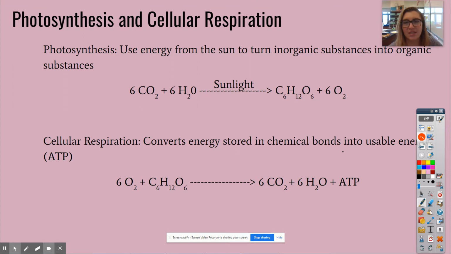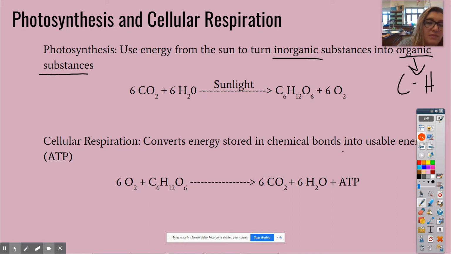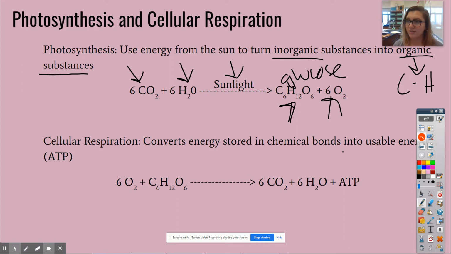So remember, photosynthesis happens obviously in plants, in the chloroplasts, those little tiny green organelles inside of plant cells. And it turns energy from the sun into organic substances. All right, so this is kind of important. It turns inorganic stuff into organic stuff. Remember, organic means that it has to have a carbon and a hydrogen bond. So in this equation, we have carbon dioxide, water, and sunlight as a catalyst, which turns into glucose, a type of sugar, and oxygen. Plants, remember, are how we get all of our oxygen.